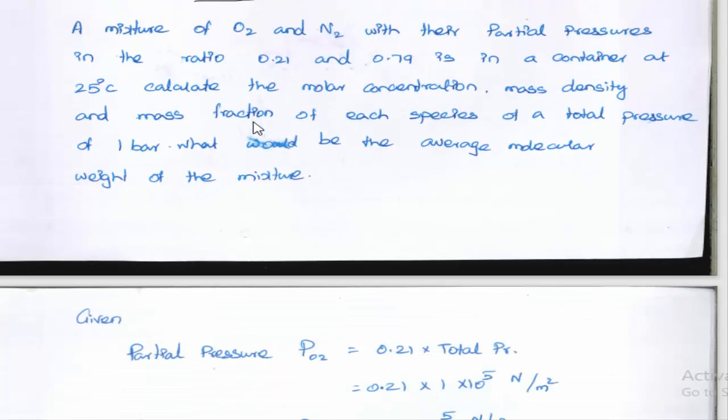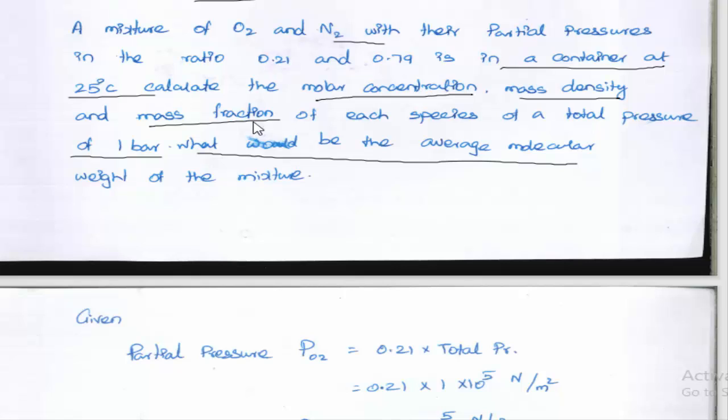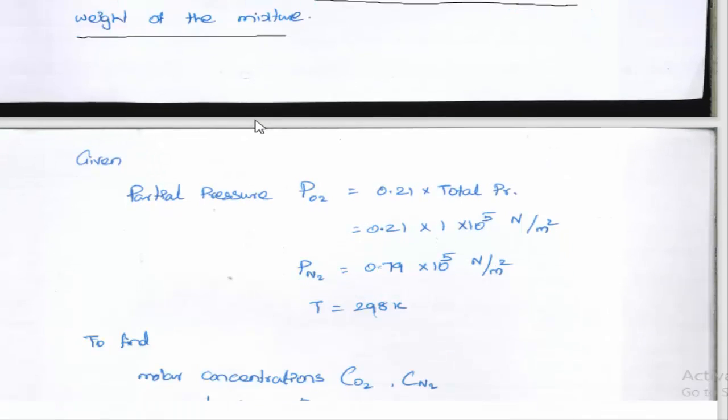Okay, in the next problem, a mixture of O2 and N2 with their partial pressure ratio is given, in a container at 25 degrees Celsius. So the temperature and the partial pressure ratios are given. Calculate the molar concentration, mass density, and mass fraction of each species at a total pressure. The total pressure value is also given, that is 1 bar. What would be the average molecular weight of the mixture? So it is the same problem, given in different words. So we can follow the same approach.